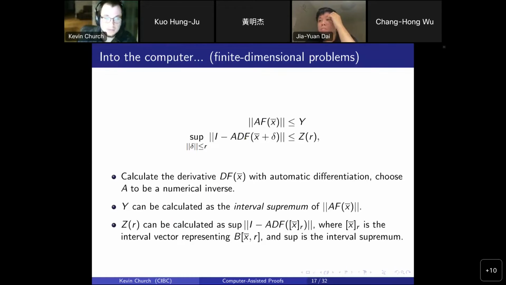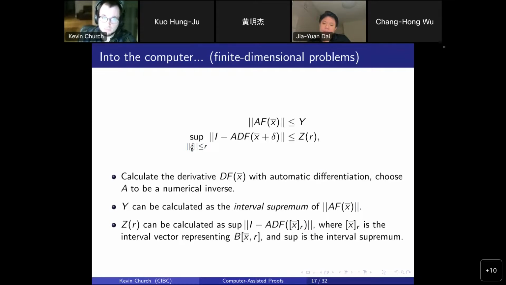We can evaluate this constant y needed for the computer-assisted proof directly by simply taking our matrix A, applying it to f of x bar, and just taking the norm, doing all the calculations with interval arithmetic, and then taking the so-called supremum. Interval arithmetic produces interval outputs, and in this case, supremum really is just the right endpoint of the interval. And then this other bound z can be done in much the same way.